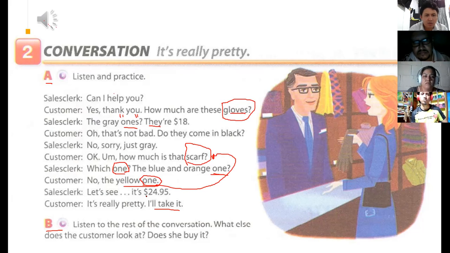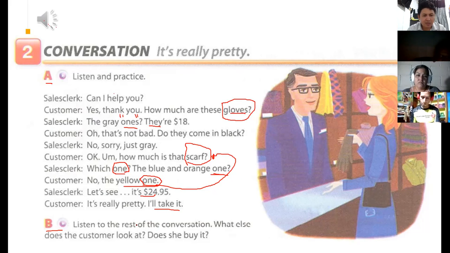Let's see, it's $24.95, okay? En realidad no tiene que mencionar que es dollars, you just have to say 24.95, okay? Or you can say 24.95, just like that, right? Y si fuera una cantidad exacta, it's 20, right? Just like that. It's really pretty, I'll take it, or I'll have it, I'll buy it, please. Okay. Any questions about this so far? No questions? I'm gonna exemplify it to you in the next slide, right?